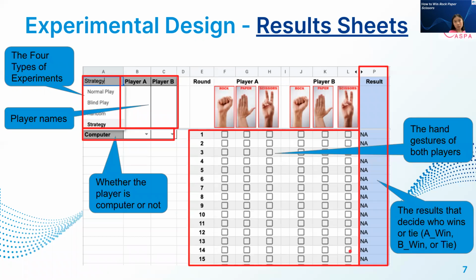This is the results sheet for the experiments. So the results sheet collects the 4 types of experiments, which one you're playing, the player names, whether the player is computer or not. In the middle, the hand gestures of both players each round, as well as the results that decide who wins or if they tie.